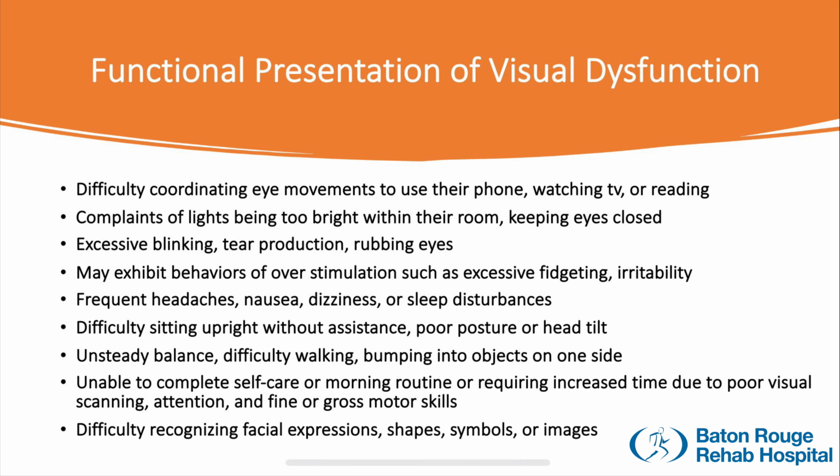Let's say you've just been assigned a patient on the brain injury unit. If your patient is having issues with their vision, you might see one or more of the following signs. They may have difficulty reading or focusing on their phone, TV, or items within the room due to blurry or double vision or difficulty coordinating their eye movements. They may complain of the lights being too bright or the environment being too distracting.